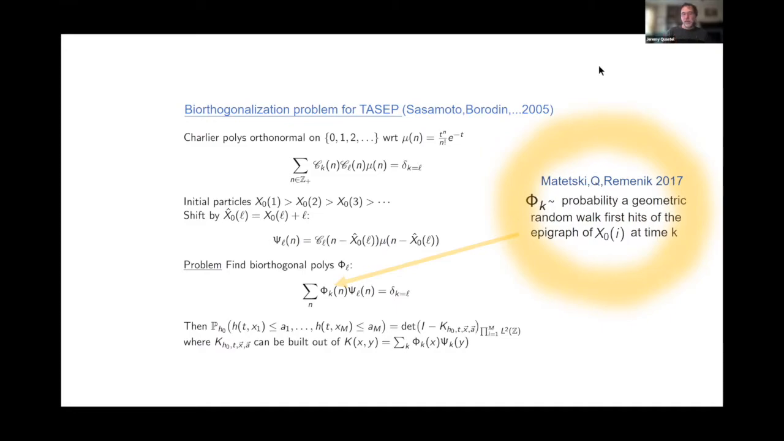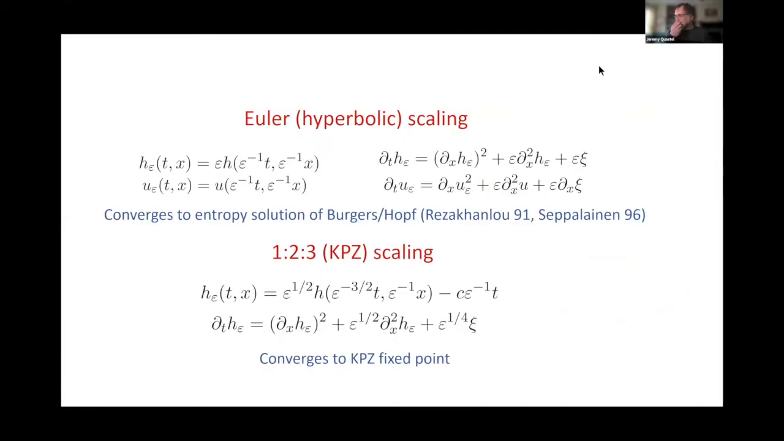The same thing that I just showed you. So phi_k is essentially the probability that tau is equal to k from the previous thing. And once one puts it all together, one gets the formula that I showed you. Okay, so that's the solution of TASEP. Now, I don't know how much time I have. Maybe I'll just talk about one or two of the applications.